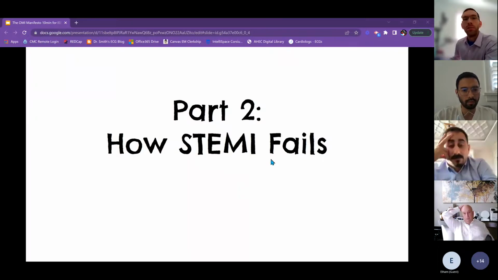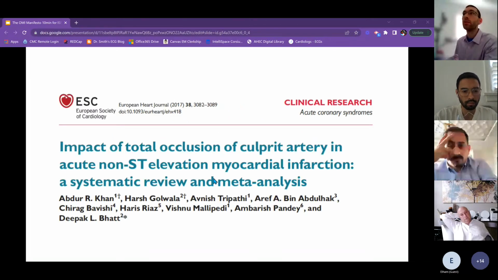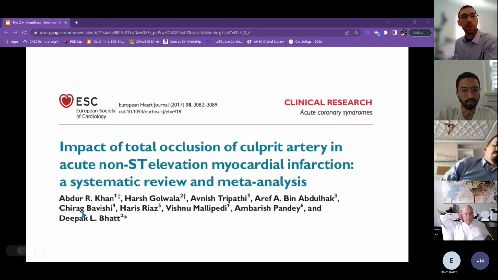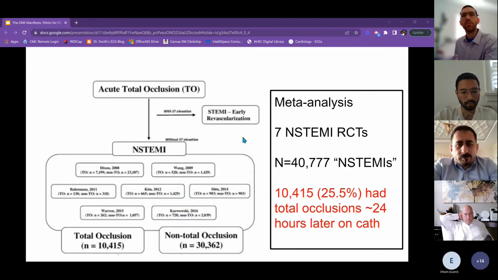Now that we know how we got to this point, let's take a closer look at how and why the STEMI paradigm actually fails. I keep telling you we're missing 25% of our occlusions in our NSTEMIs that get delayed cath, and here's one of the reasons we know this. Kahn et al. in the European Heart Journal 2017 did a meta-analysis with 40,777 NSTEMI patients. They all get delayed cath as a part of their NSTEMI RCT, and a quarter of them still have TIMI 0 persistent occlusion on their delayed NSTEMI cath.